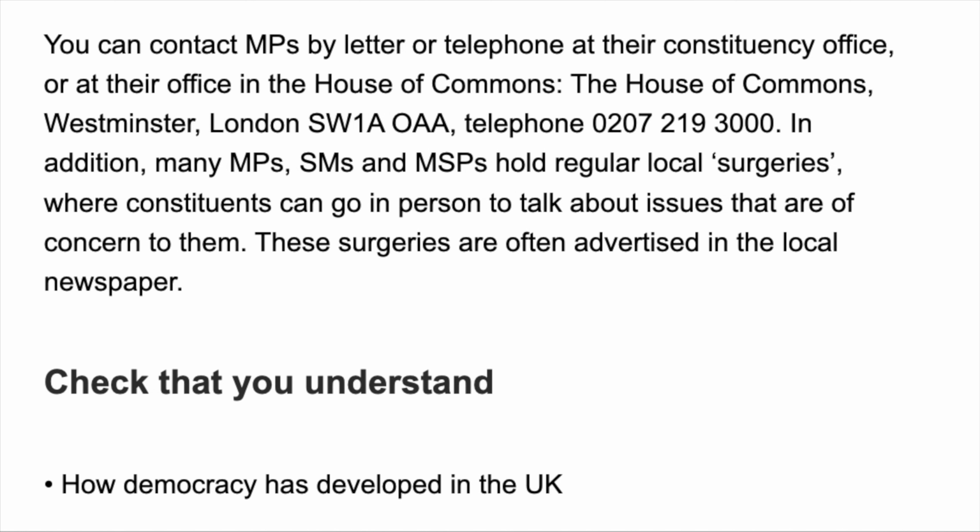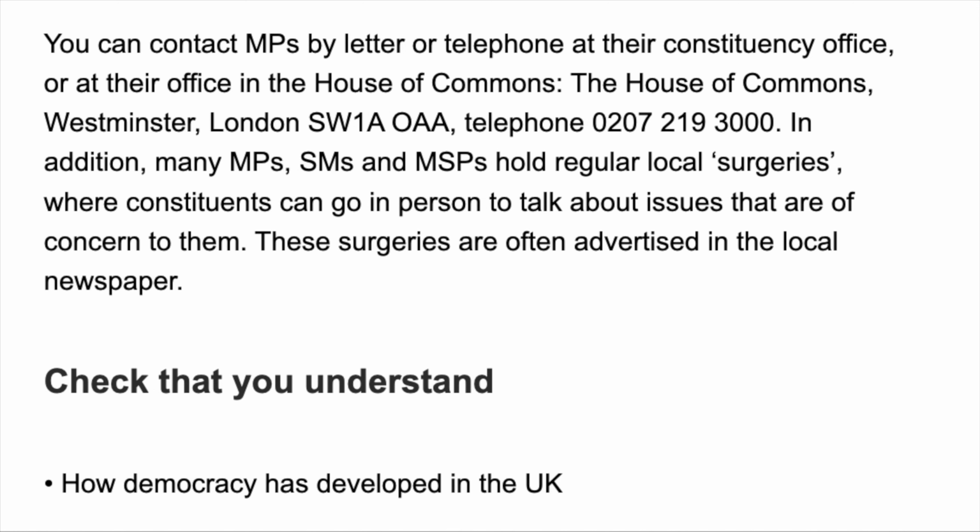0207 219 3000. In addition, many MPs, AMs and MSPs hold regular local surgeries where constituents can go in person to talk about issues that are of concern to them. These surgeries are often advertised in the local newspaper.